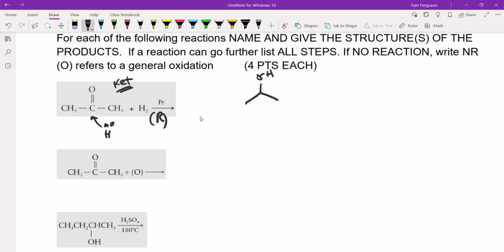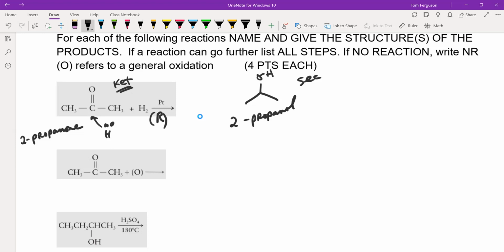So this would be 2-propanone, or just propanone, because you can only have a position 2, so the 2 in this case is optional. So we have propanone, and in a reducing environment it ends up as 2-propanol. And this would be a secondary alcohol.